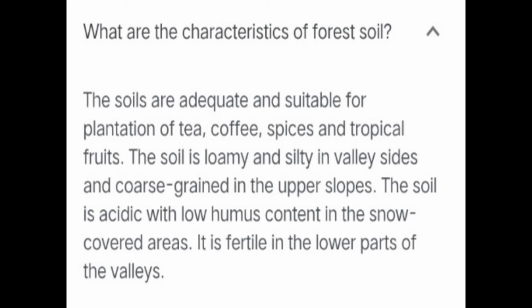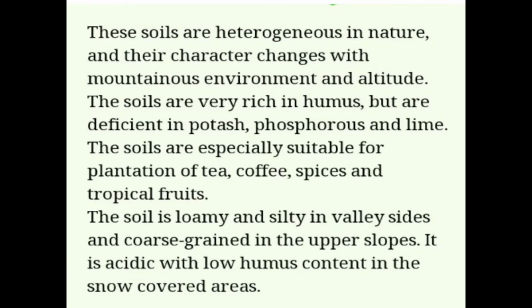The soil is acidic with low humus content, and in the snow covered regions the humus content and the fertility are very low. It is also acidic. It is fertile in the lower parts of the valleys. So we just repeat, it is useful for cultivation of plantation crops. Then it is rich in humus but deficient in potash, phosphorus, and lime, and it is available in the mountainous high altitude regions. It is loamy and silty in the valley region.